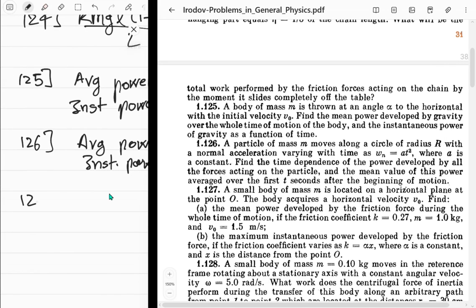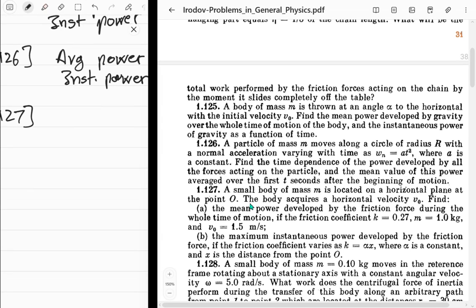197. A small body of mass m is located on a horizontal plane at an angle O. Horizontal plane at an angle O. What?